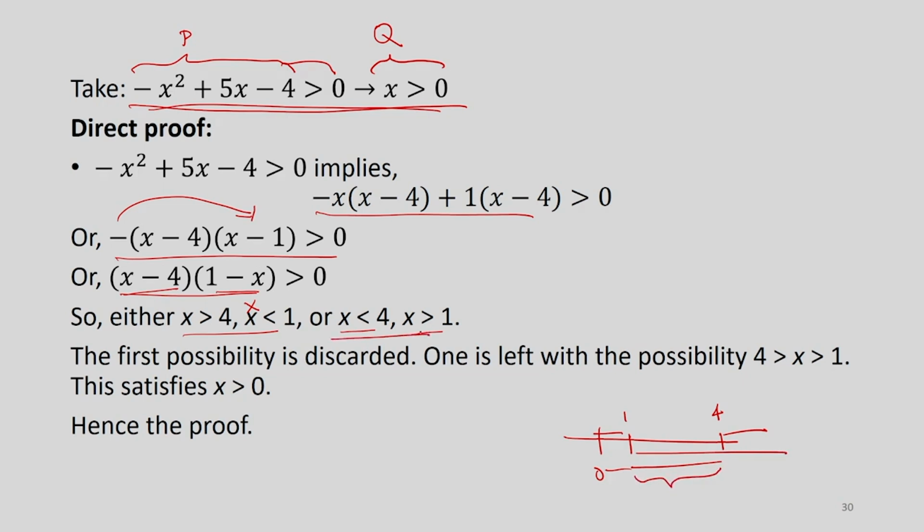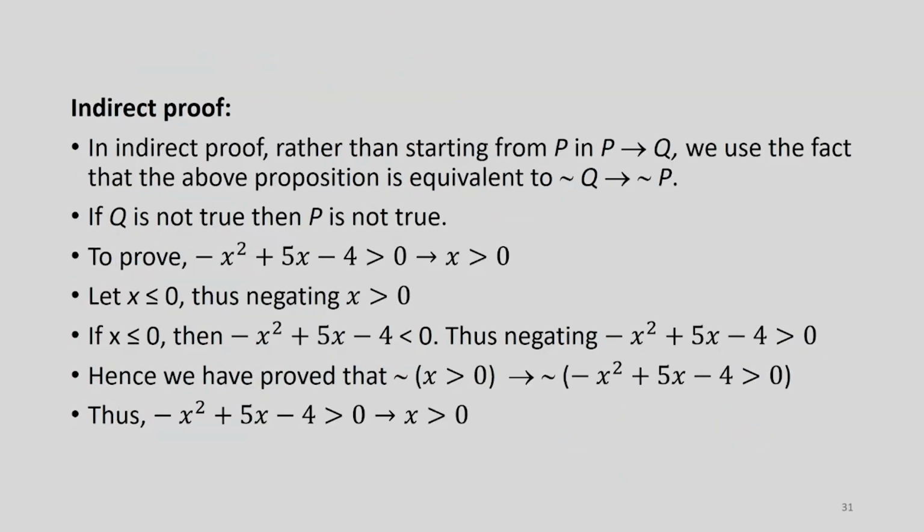Now, if this is the range that we are talking about, then it is obviously true that x is greater than 0, because here is 0. So, x is more than 0. So, we have satisfaction of the right hand side as well. So, this is the way in which the direct proof proceeds. Then we talk about what is known as indirect proof.